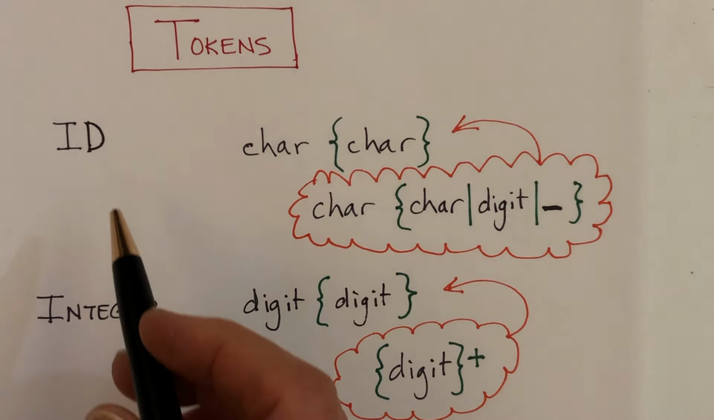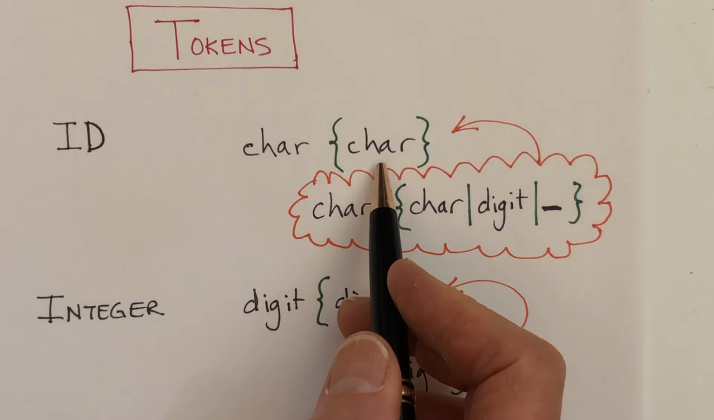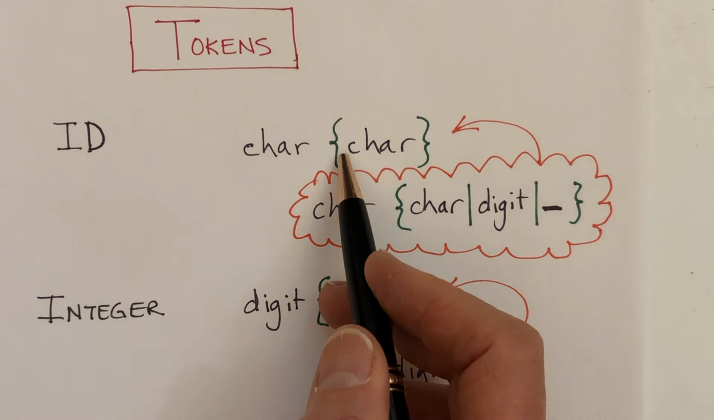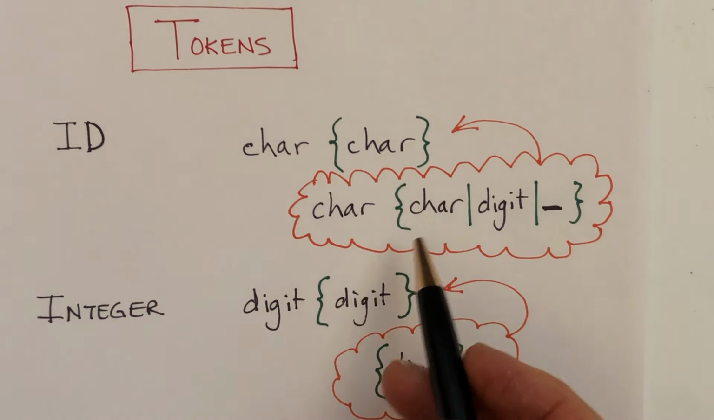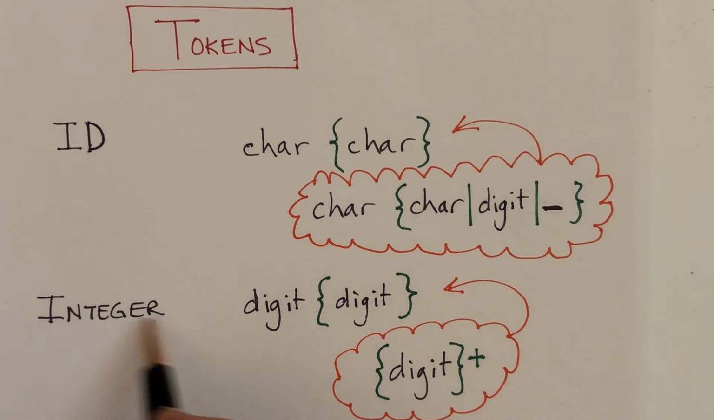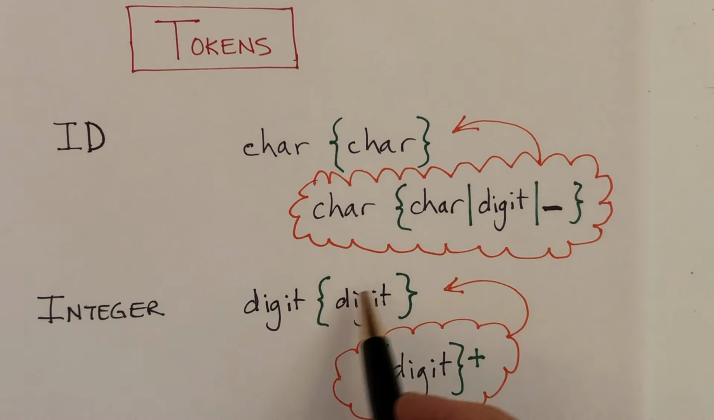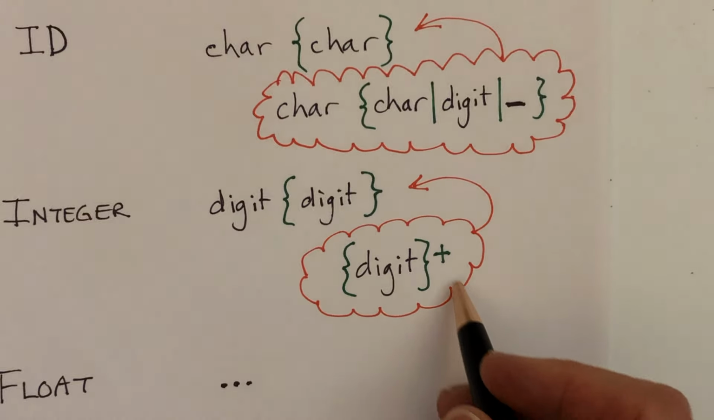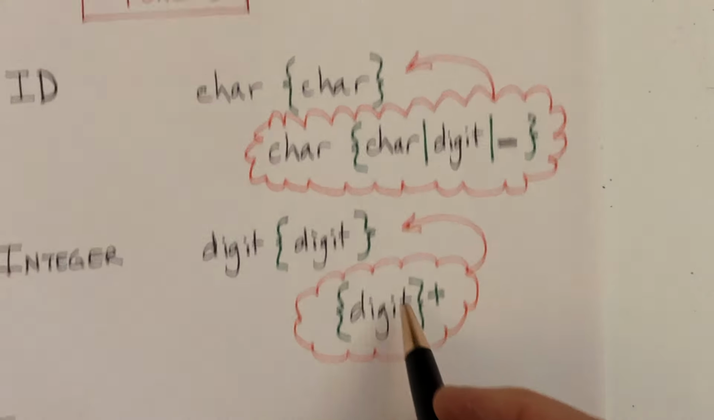For our purposes, we're going to define identifier as one or more characters. So this notation here means one character followed by 0 or more characters. The braces mean 0 or more. We'll define integers as 1 or more digits. So again, you have the curly braces. Another notation you might see is curly braces with a plus sign, and that means 1 or more occurrences. So these two are equivalent.